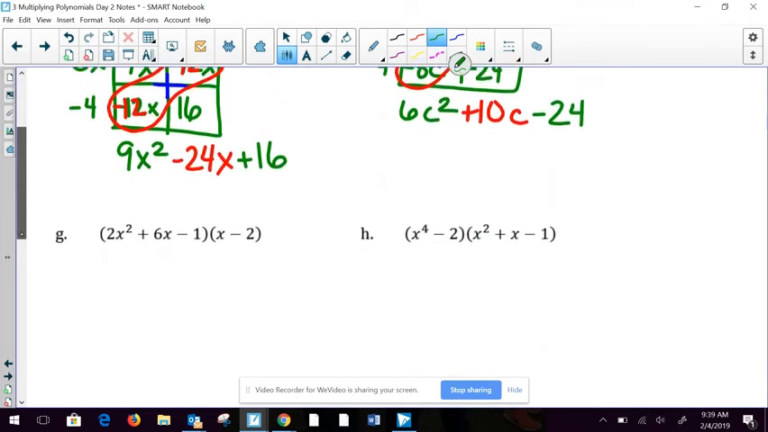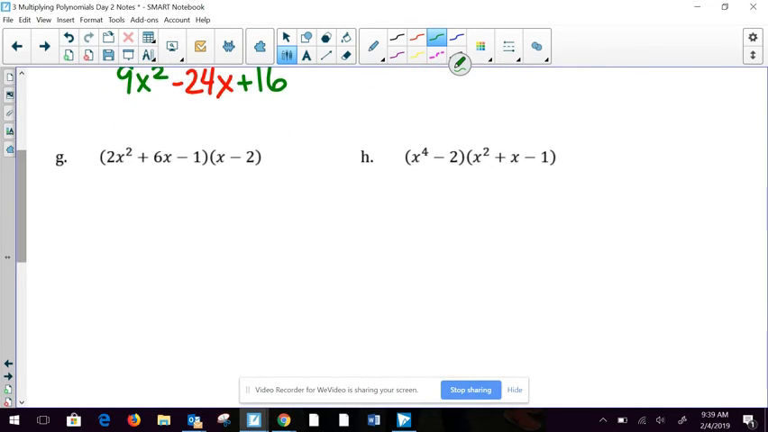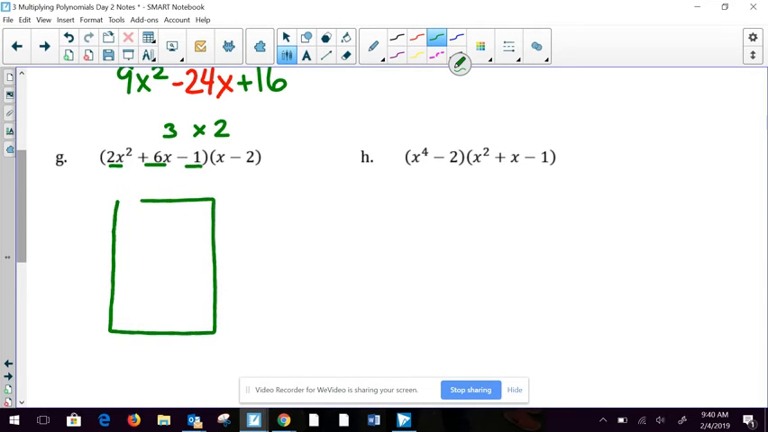Let's go ahead and look at these next examples. We have G and H. You're going to see on these problems that they're a little bit more complicated than the others. If we look at letter G, you now see that you have 3 numbers inside the parentheses. So instead of it being a 2 by 2, now it's a 3 by 2. So when I draw this out, I'm going to draw 1, 2, 3 spaces on the left-hand side, but I'm just going to leave enough room for 2 on top.